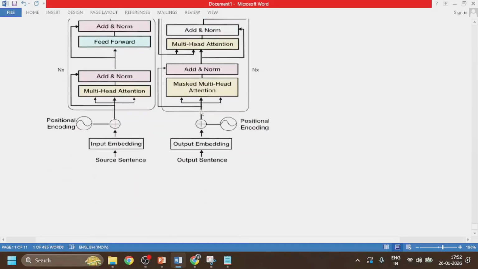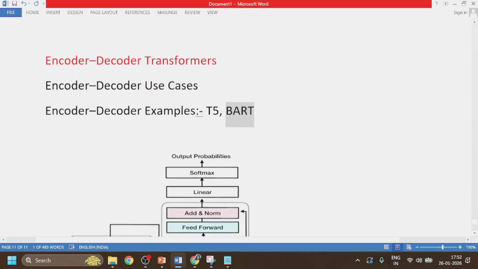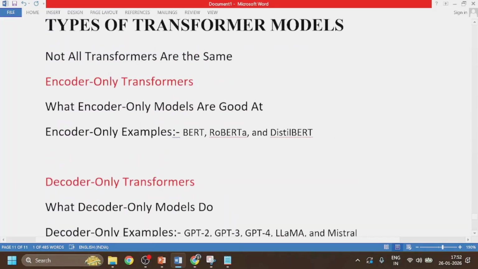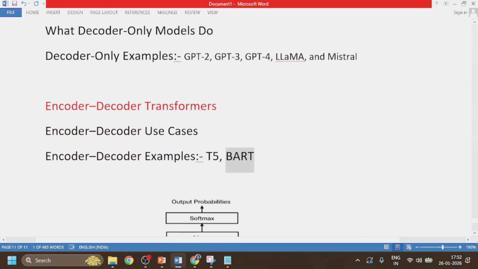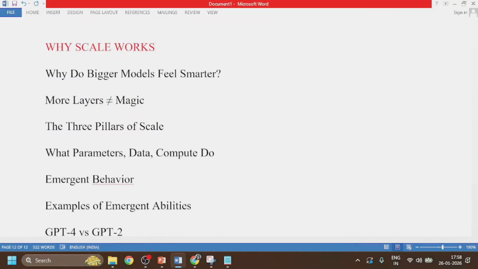I hope you got it. So these are the types of transformer. First is encoder-only, second is decoder-only, third is encoder-decoder transformer. After the types of transformer, now we are going to move to why scale works. Why do bigger models feel smarter?